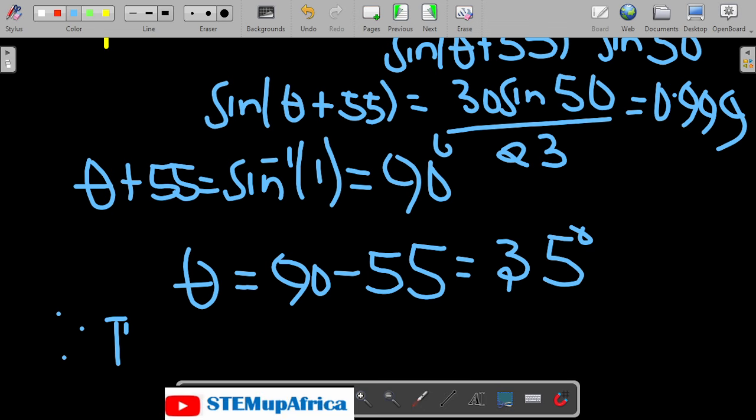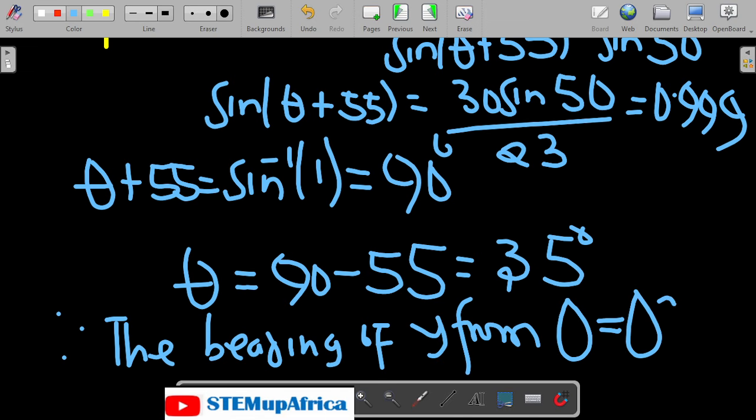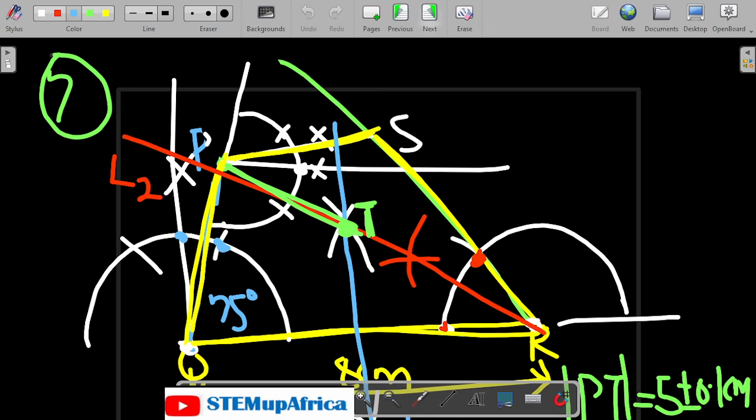Therefore, the bearing of y from O is what? 0.35 degrees, because it falls under the first quadrant. That's why I'm adding 0.35 degrees. So that is the solution to question 8a and 8b. Let's check question 9.